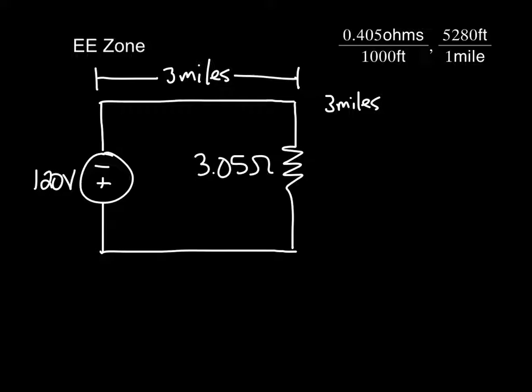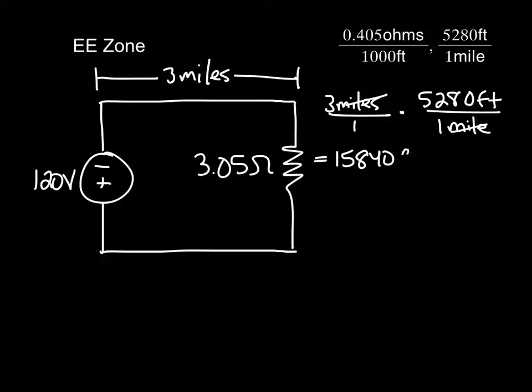3 miles times 5,280 feet over a mile. What's that going to give us? Well, first note that miles cancel, and that just leaves us our answer in terms of feet. That's going to be 15,840 feet. Now, we're not done yet.